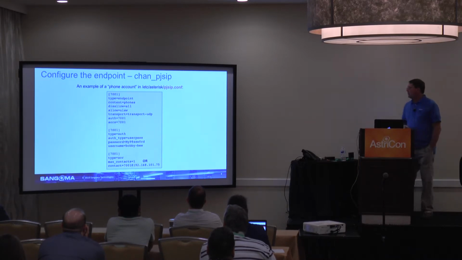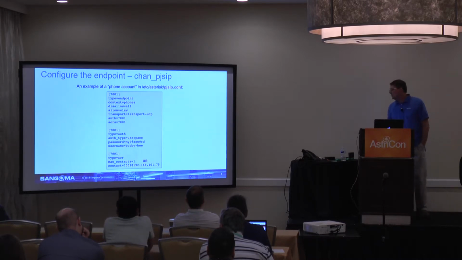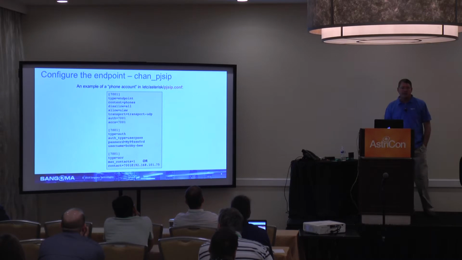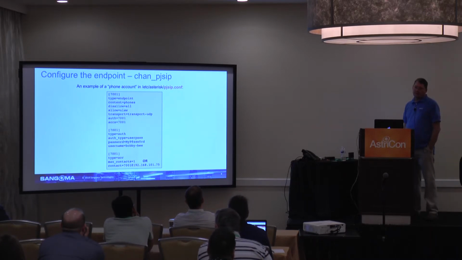Here's a sample of what I'm actually using for the phones here. Note down at the bottom, you can have max contacts, which says this phone is going to register to me, or you can explicitly tell it what the IP address of that phone is, which is probably not safe in a DHCP environment, but if it's always going to be that IP address, there's no reason you couldn't do that.